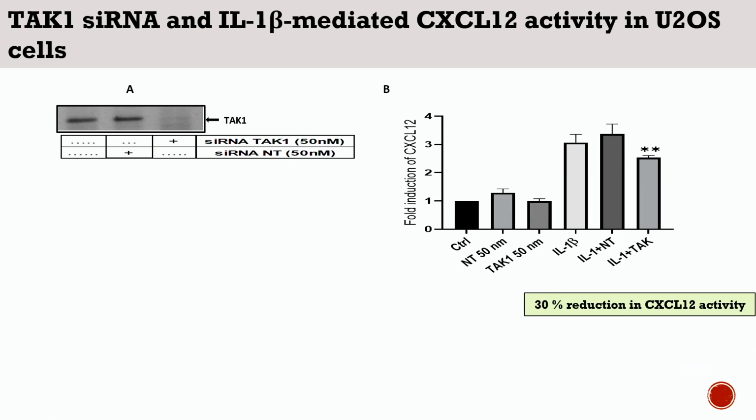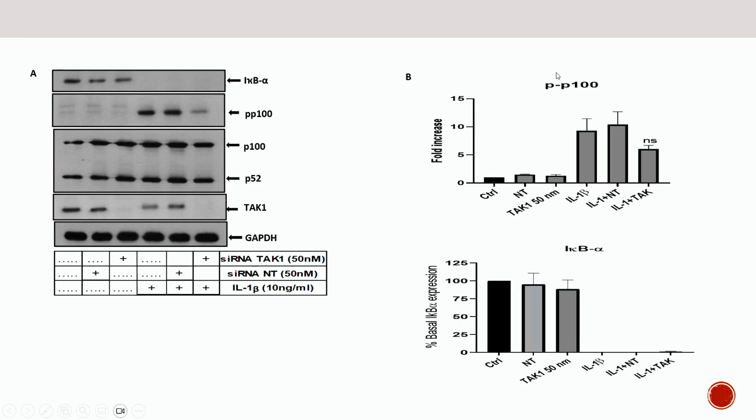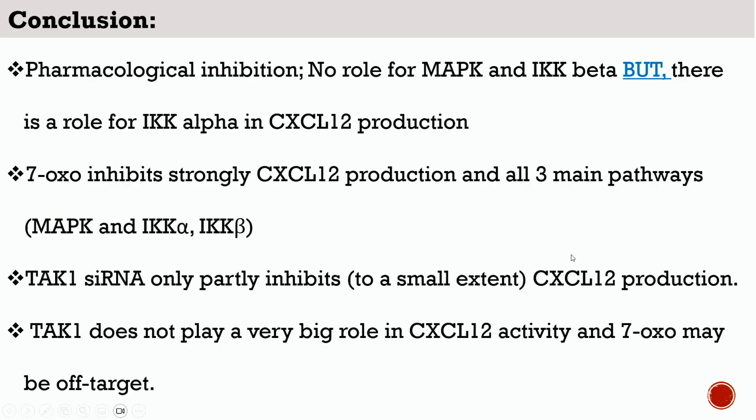And when we move to the signaling pathways, the siRNA TAC1 significantly inhibits JNK phosphorylation, as we can see here, and this indicates the effectiveness of the siRNA TAC1. But in the p100 phosphorylation, there's a mild effect, about 30 to 35% reduction, and however, the siRNA TAC1 didn't affect the IκBα. And in conclusion, the pharmacological inhibition showed no role for MAP kinase and IKK beta, but the IKK alpha was involved.